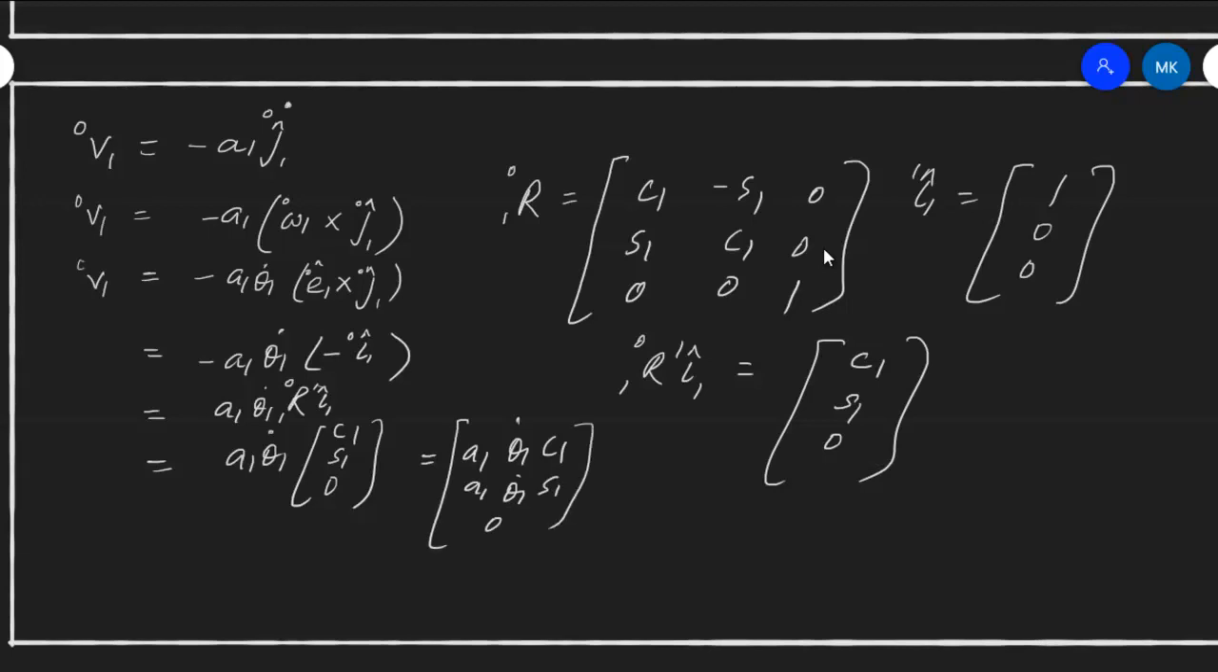Mind you, this a1 is the distance to the center of mass. In the earlier case we had taken it as a by 2. We can take it as a by 2 again, but let's put it simply here as a1.